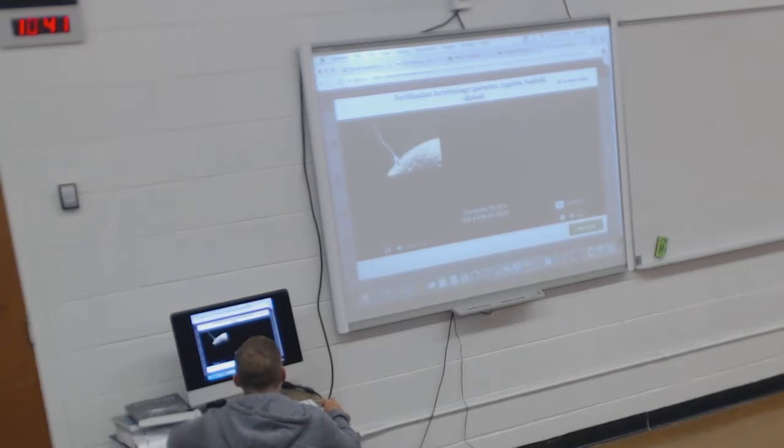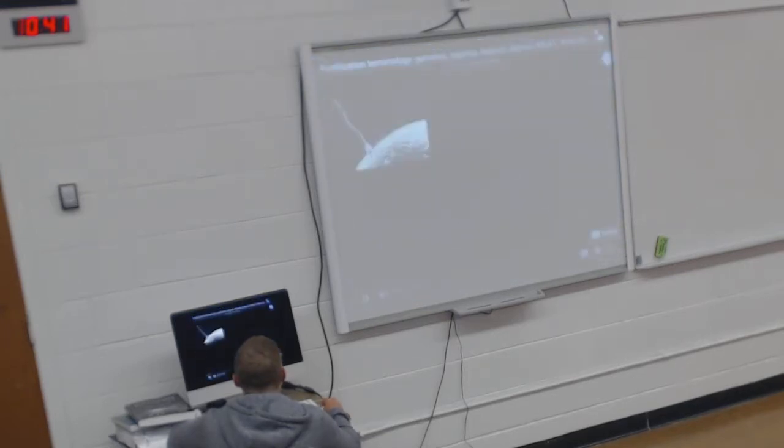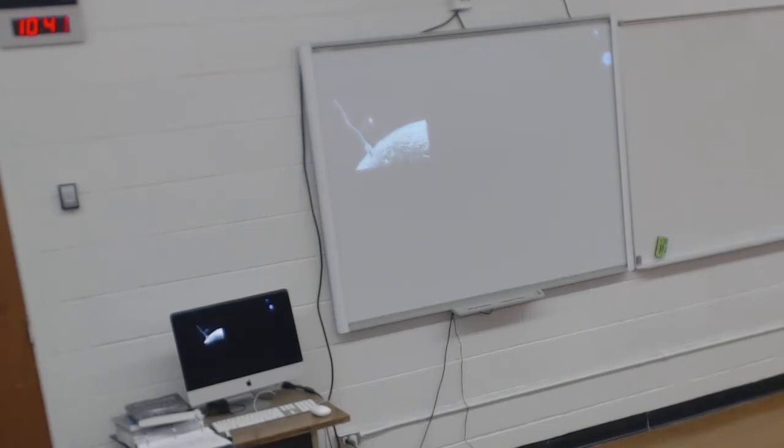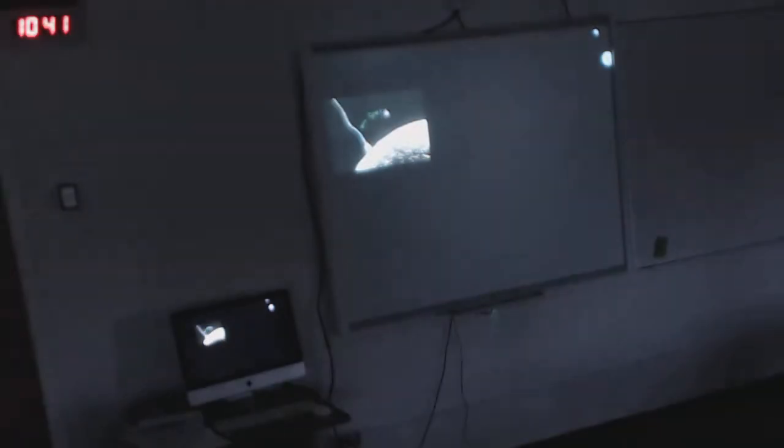So let's talk a little bit about how we all came into being. What we see right over here is a picture of a sperm cell fusing with an egg cell. This is a sperm cell, and this is an egg cell. We call this an ovum.